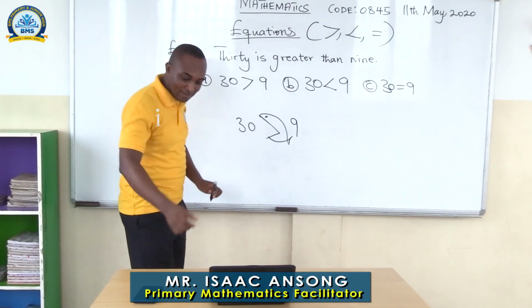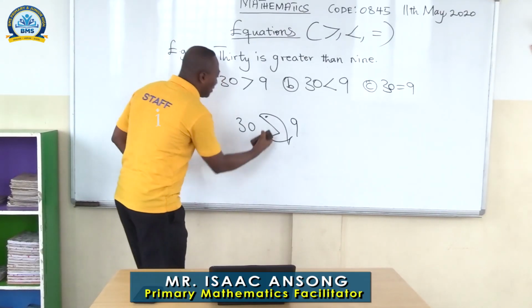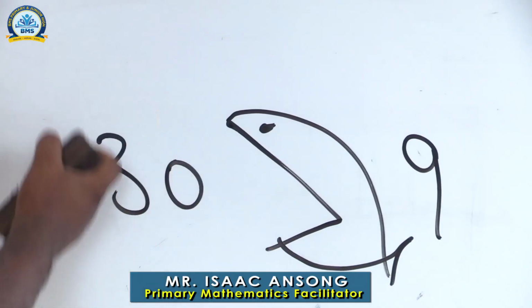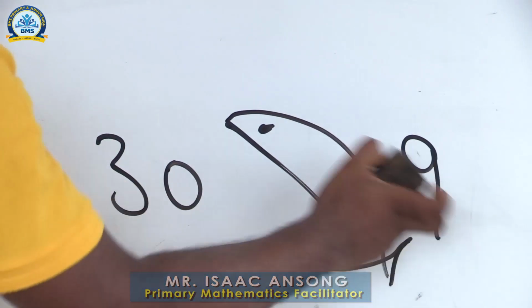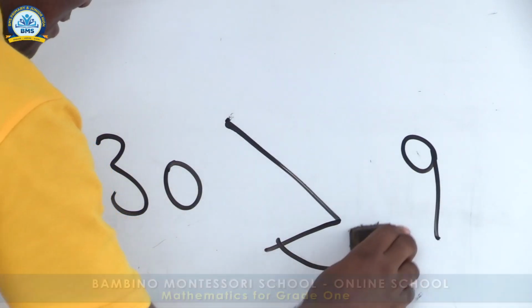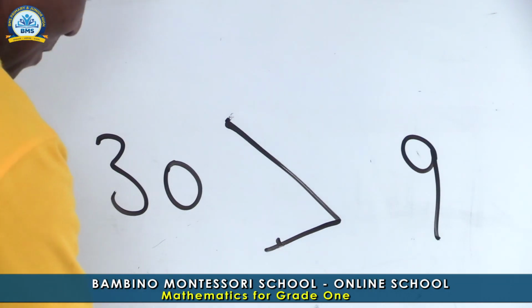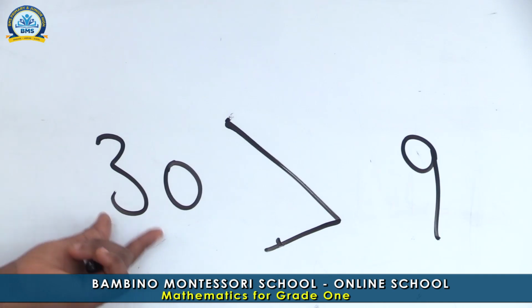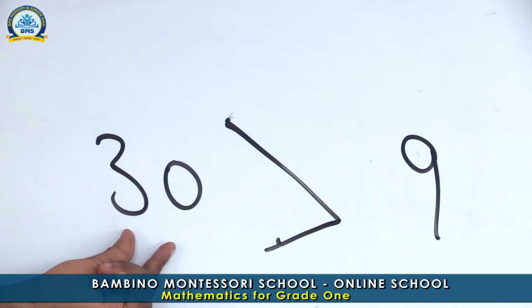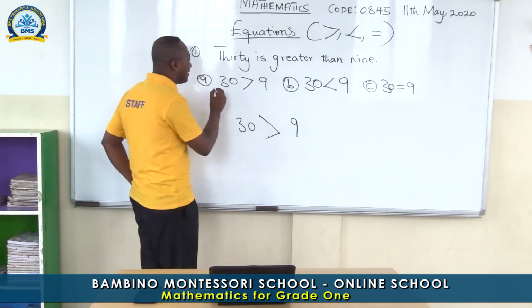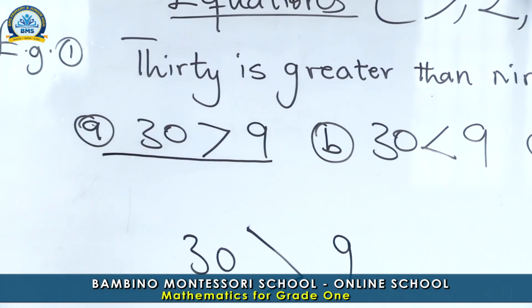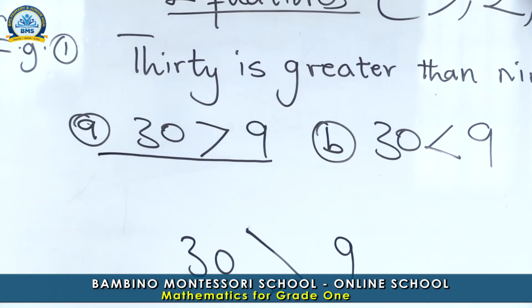So as you can see, the fish has opened the mouth towards the bigger one. This implies that this 30 is greater than the 9 over here. If I clean this side from there, you can see that the mouth is open towards the bigger one. So this shows that this equation is correct. 30 is greater than 9. So we have to underline the first option on the board. That's 30 is greater than 9.